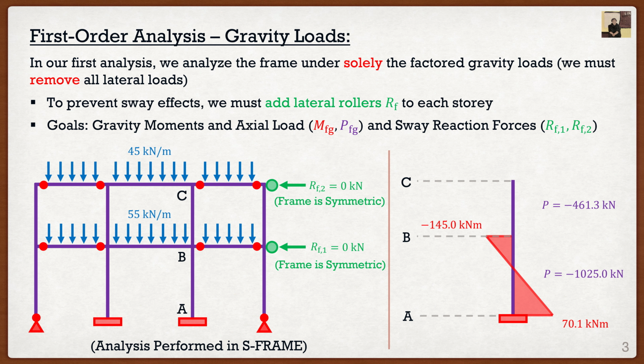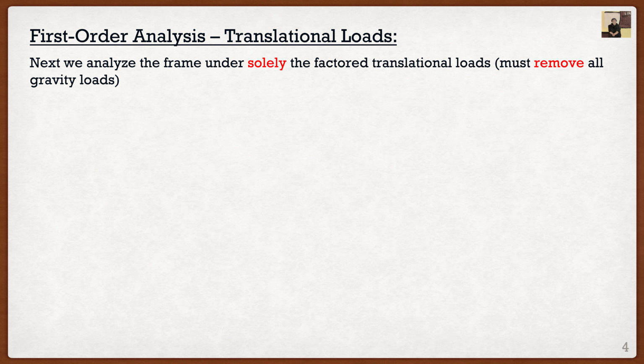It's going to be very important later on when we actually start calculating these second order effects. If I were to look at column BC, it's going to be almost identical in terms of the profile, but this time we start at 267.3 kilonewton meters, and then we go up to negative 293.3 kilonewton meters. Again, this is going to be important because to us, these are MFG as well as PFG. And this is really the last thing we need from our first analysis. So from here, we can move on to the second analysis, which is translational loads.